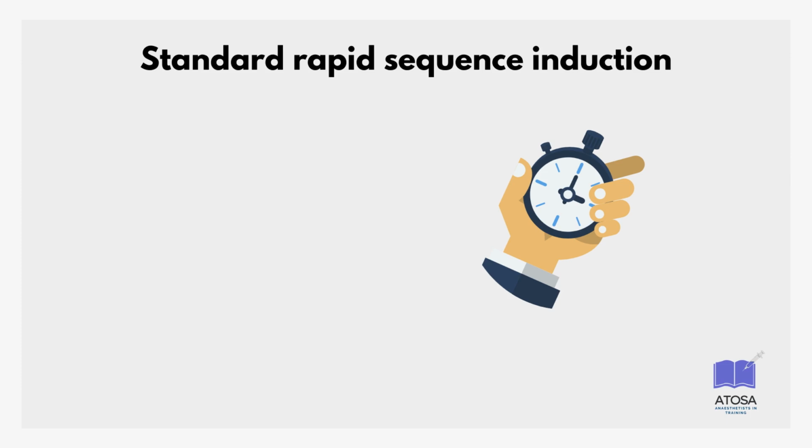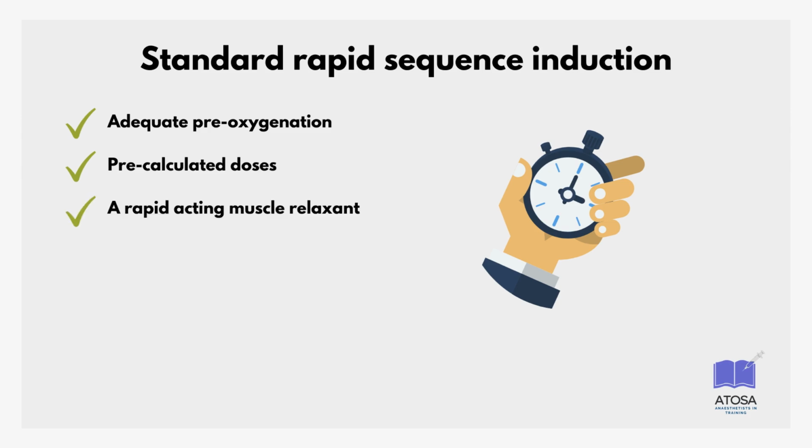I'm sure you're all familiar with the standard rapid sequence induction, but it's worth thinking about why we do it and what exactly the standard rapid sequence entails, so that we can then talk about the modifications that we're going to make. Just remember, the whole point of doing a rapid sequence induction is to limit the risk of regurgitation and aspiration. It's reserved for the patient with a full stomach or an increased risk of aspiration. So the standard rapid sequence induction includes some of the following: adequate pre-oxygenation, pre-calculated doses of induction agents, a rapid-acting muscle relaxant, the use of cricoid pressure, and no mask ventilation prior to intubation.